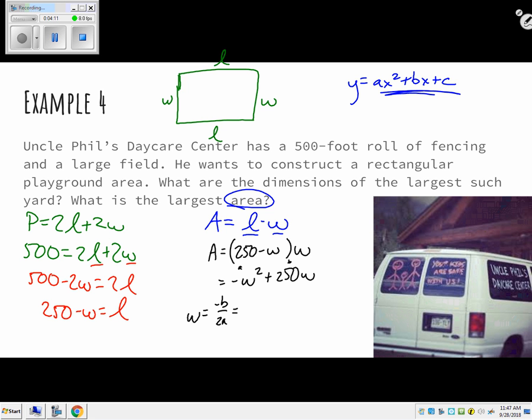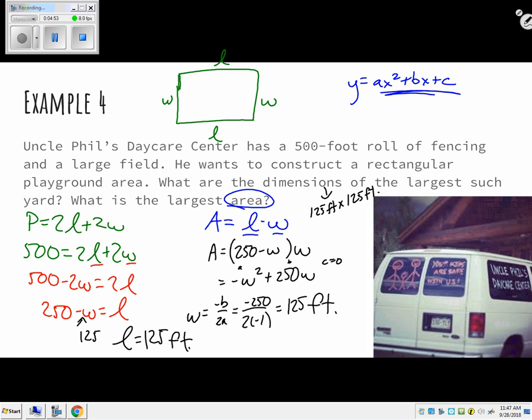So it still goes in order, a, b, and then c came out to be 0. b is negative 250. a is negative 1. So that gives me 125. That tells me the width. So to find my length, I'm just going to bring this W equals 125 and plug it in right here. Well, that tells me the length as well. It would be 125 feet. So what are the dimensions? The dimensions would be 125 feet by 125 feet.